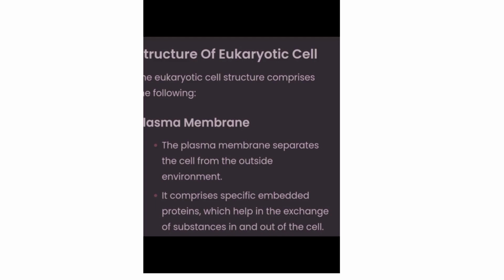Structure of eukaryotic cells. The eukaryotic cell structure comprises the following. Plasma membrane separates the cell from the outside environment. It comprises specific embedded proteins which help in exchange of substances in and out of the cell.